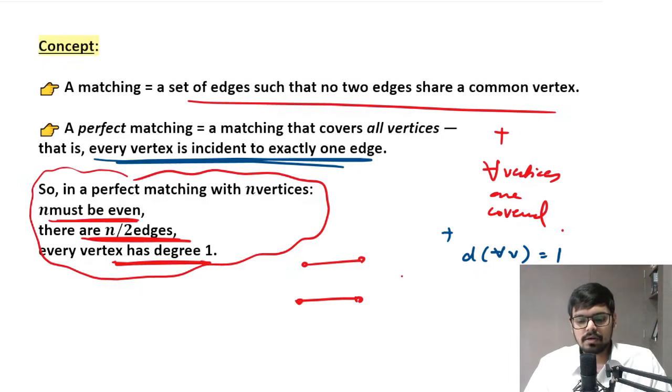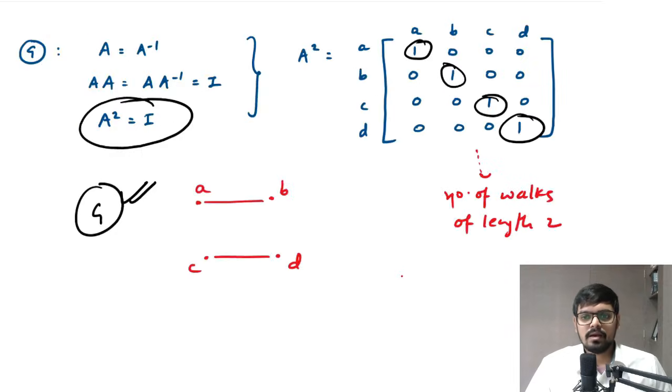So this is what the proper definition of perfect matching looks like. If you understood this, I guess you have now understood this example. This is definitely a perfect matching example.